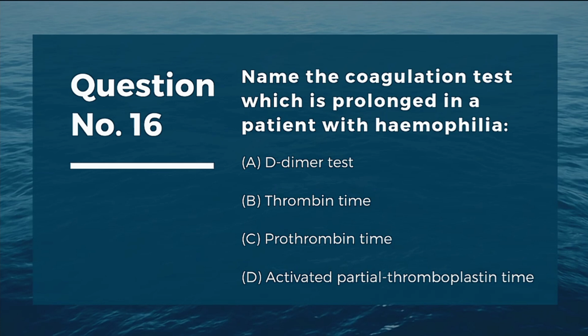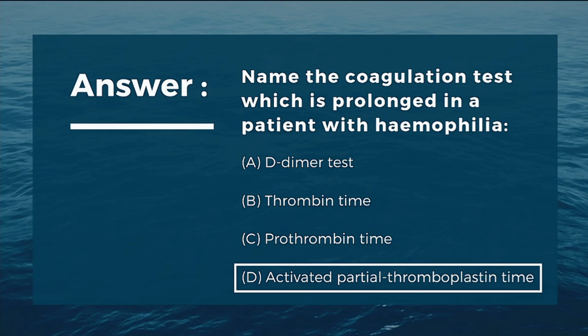Question number 16. Name the coagulation test which is prolonged in a patient with hemophilia. Option A, D-dimer test. Option B, thrombin time. Option C, prothrombin time. Option D, activated partial thromboplastin time. And the answer is option D, activated partial thromboplastin time.